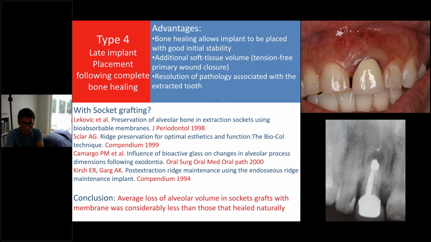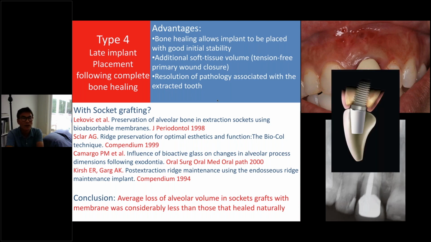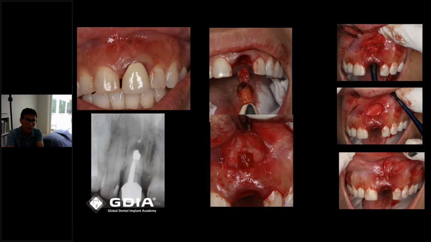So membrane is very important. I'm going to discuss all the facts later. With late implant placement, you can really control that because you have the volume of the bone on the ideal implant position with the proper occlusion. You can align it pretty well. So let's go through this case.